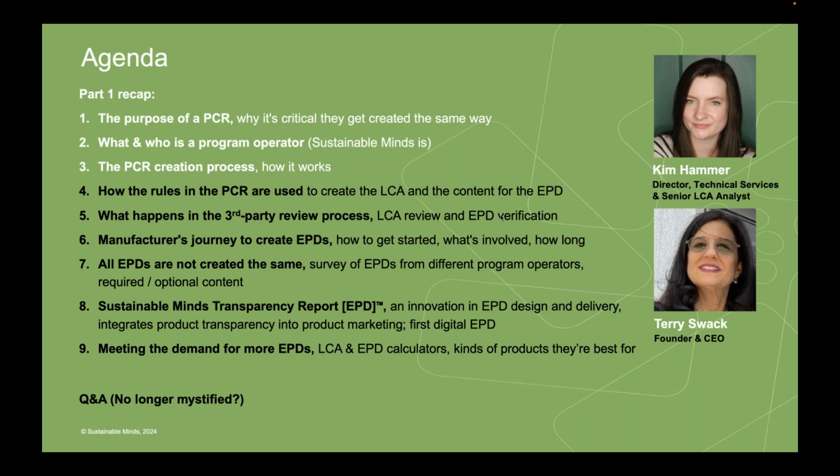What happens in the third-party review process? There are 2 points in the process where third-party review happens. We're going to talk about what a manufacturer's journey looks like. How do you get started? How long does it take? What's involved? And then we're going to dig into looking at EPDs across a range of program operators so that you understand what all that content in an EPD is and why they are all different. Why are some short? Why are some long?